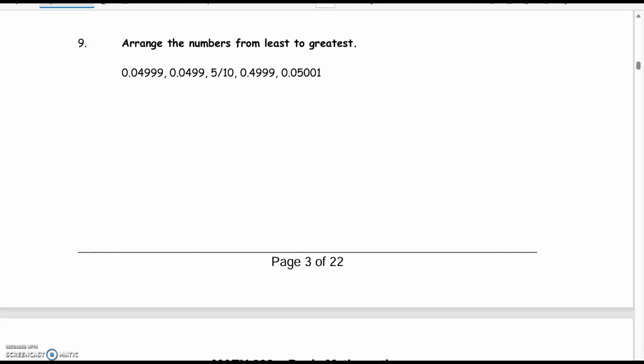To arrange these numbers in any sort of order, first we need to make sure that all numbers are in the same format. So let's change 5/10 to its decimal form. It's 5/10. So it's 0 point, and since it ends with tenths, there's only one decimal place value. So 0.5 is 5/10.